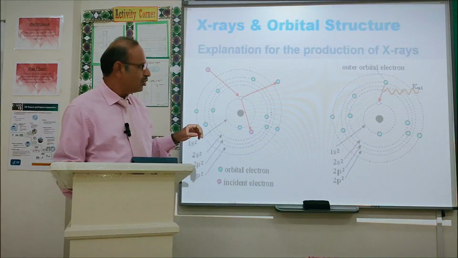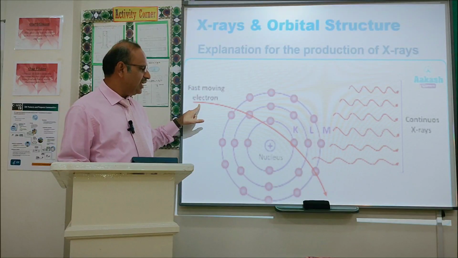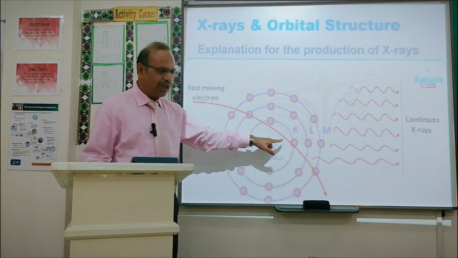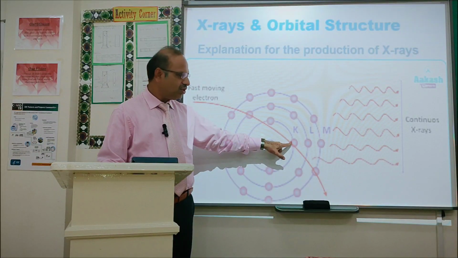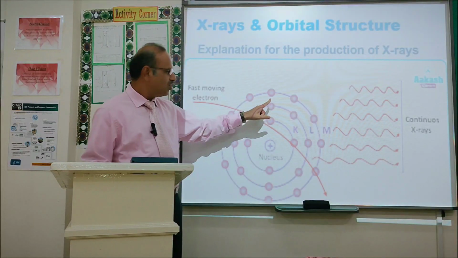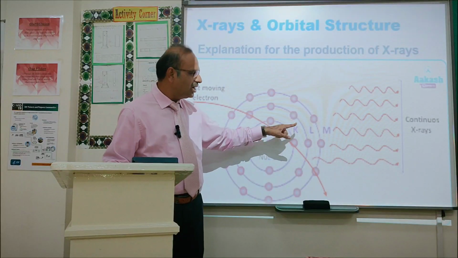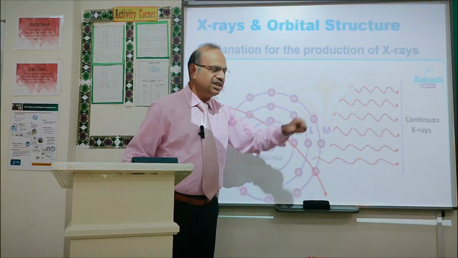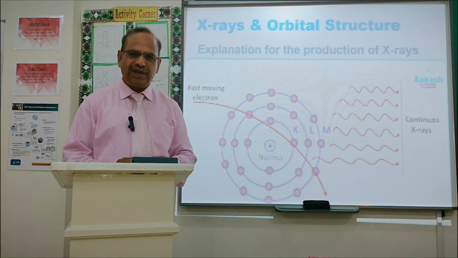I can give you one more slide for this. Look here. When fast moving electrons strike the anode atom, they remove electrons from the inner shells of the atom. So the electronic configuration is disturbed. So an electron from any of the higher energy levels falls down and emits energy, and these are the X-rays. So this is the explanation for the origin of X-rays.